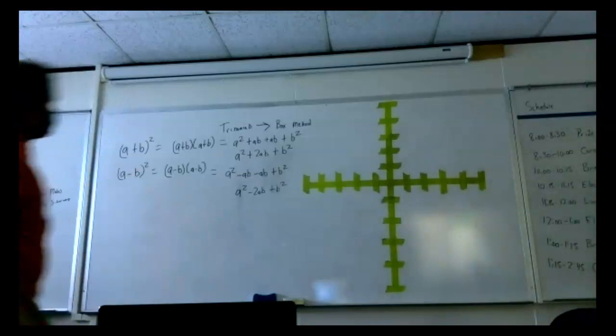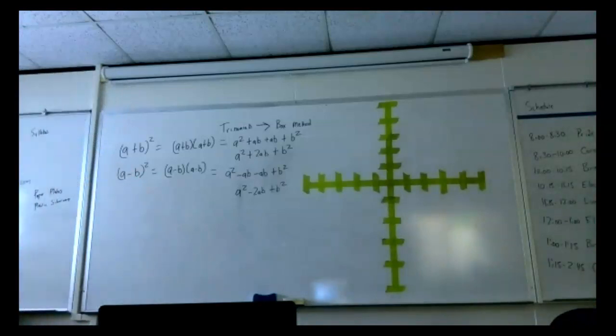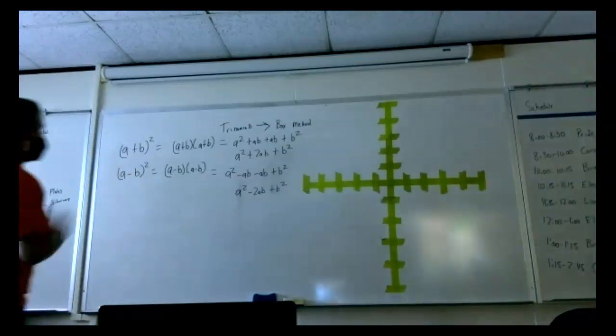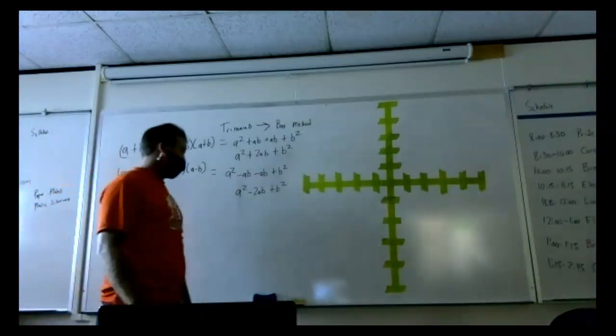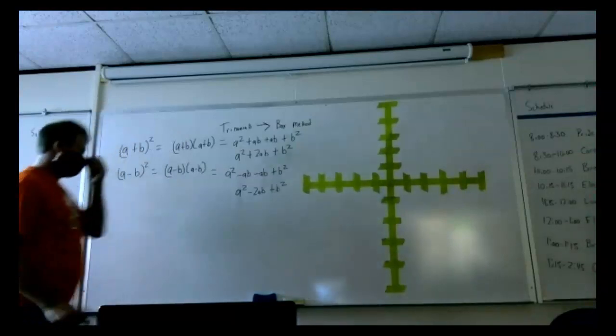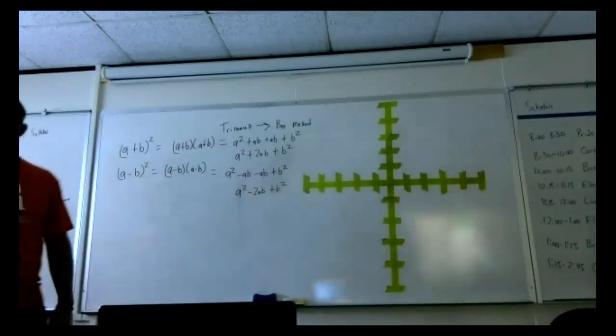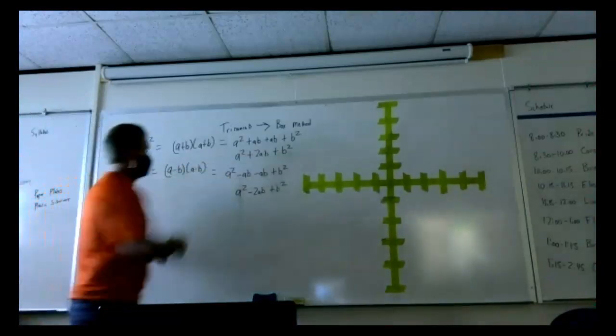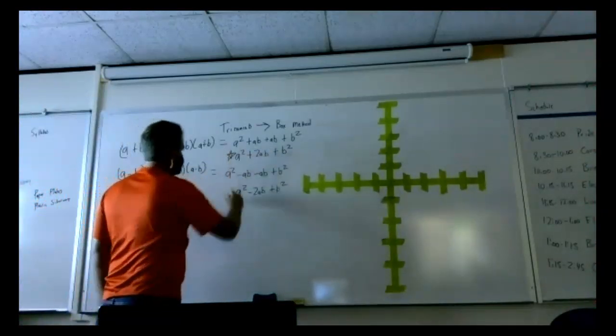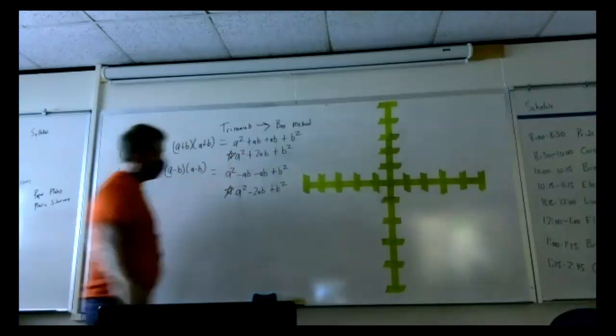Those are known as perfect square trinomials. Once again, the form that they'd be given to you in is A squared plus 2AB plus B squared and A squared minus 2AB plus B squared. That's this one and this one. This is the form that they're presented to you.